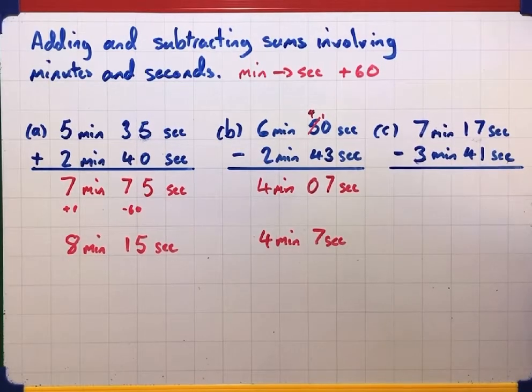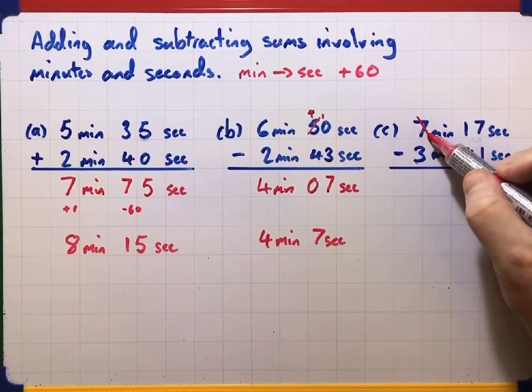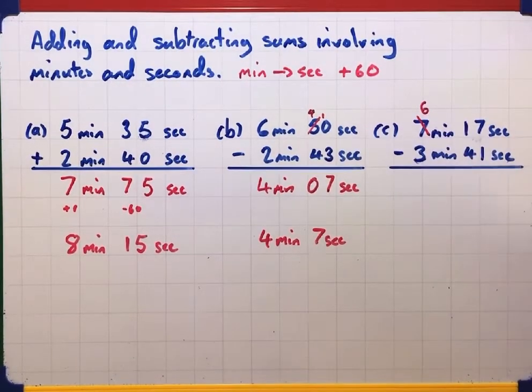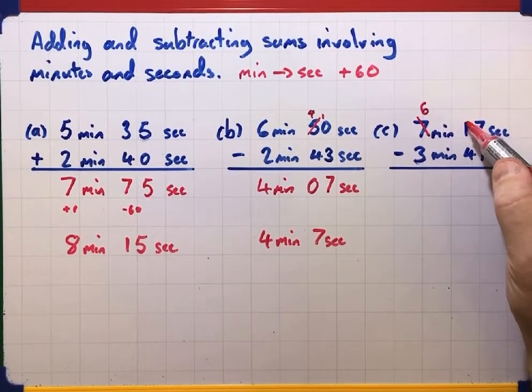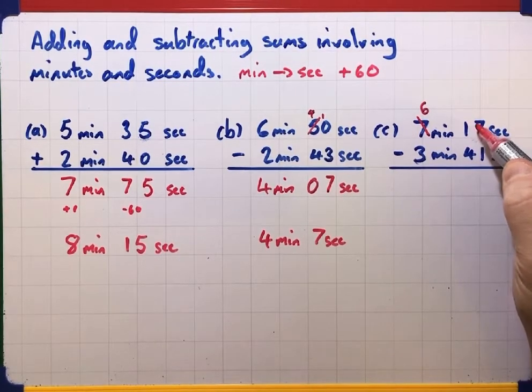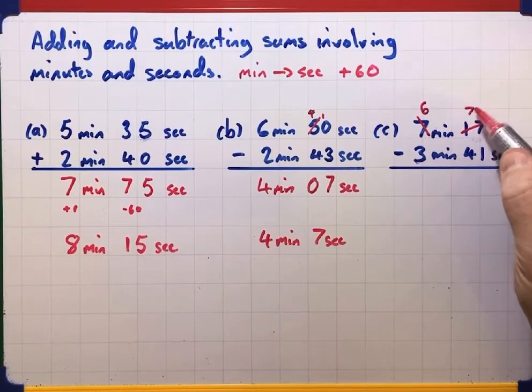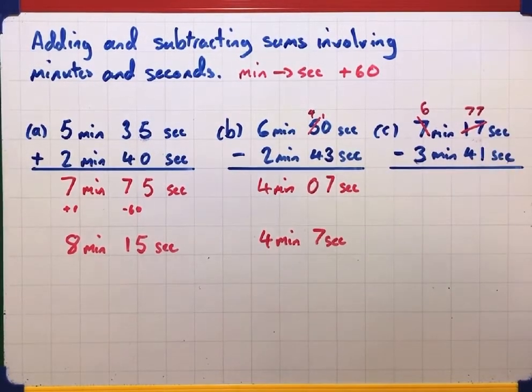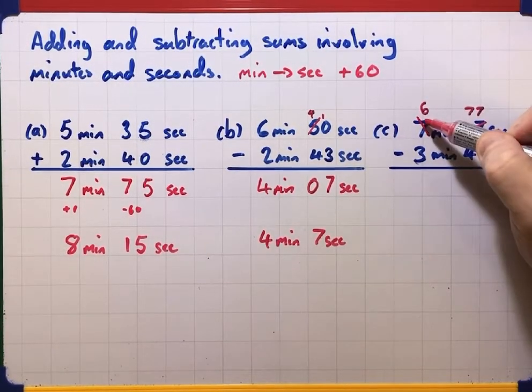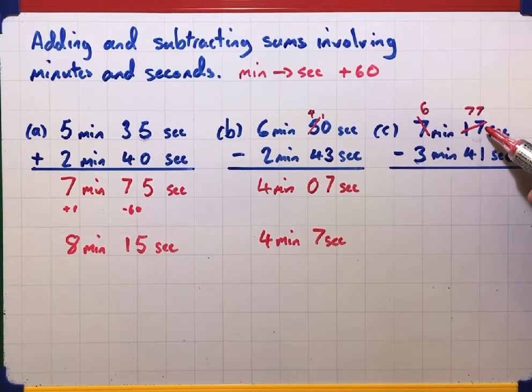This next example, the seconds bit that we're taking away is bigger than the seconds bit on the top. So I need to borrow 1. But remember, if I borrow 1 from there, leaving me 6 minutes there, it adds 60 seconds to this bit. So instead of 17, I would now have 77 seconds. Yeah, because you've taken 1 off there, which is 60 on there.